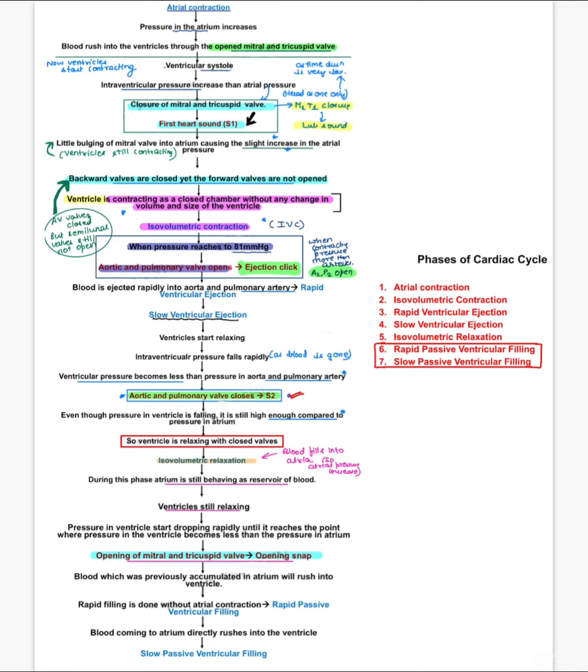So first heart sound S1 was heard. Now see, the backward valves are closed, the forward valves are closed, and blood is not going forward. So that is behaving as a closed chamber. That is your isovolumetric contraction.